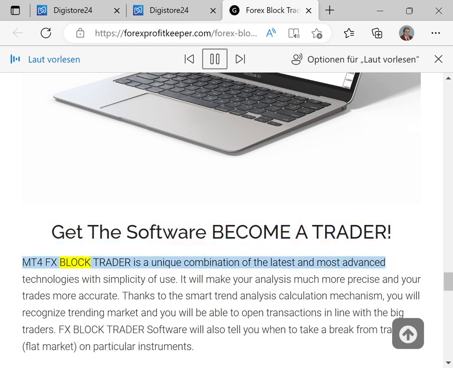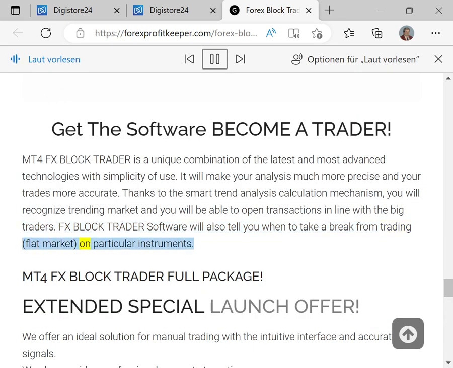MT4 FX Block Trader is a unique combination of the latest and most advanced technologies with simplicity of use. It will make your analysis much more precise and your trades more accurate. Thanks to the smart trend analysis calculation mechanism, you will recognize a trending market and you will be able to open transactions in line with the big traders. FX Block Trader software will also tell you when to take a break from trading a flat market on particular instruments.